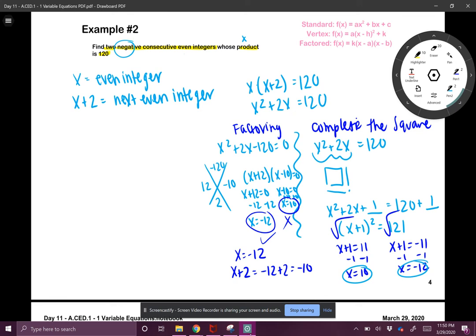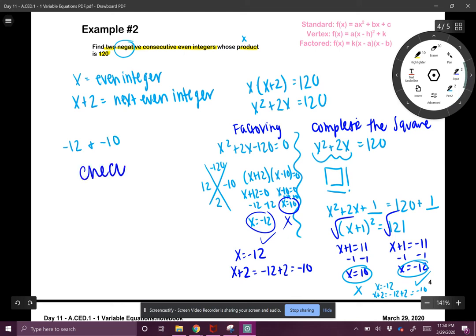So in this case, again, we can't have a positive number, so we know that one's not right, since our problem is talking about negative integers. So I'm going to select this x equals negative 12, and I get the same answer as I did with factoring. If x equals negative 12, then x plus 2 would be negative 12 plus 2, which gives us negative 10. So our two integers, whose product is 120, that are negative and consecutive and even, are negative 12 and negative 10. And just to check to make sure we're right, we can do negative 12 times negative 10, and we get 120, which is what we wanted.